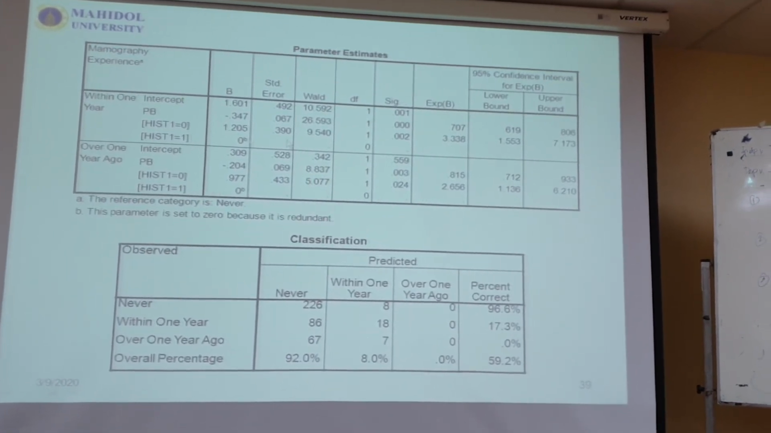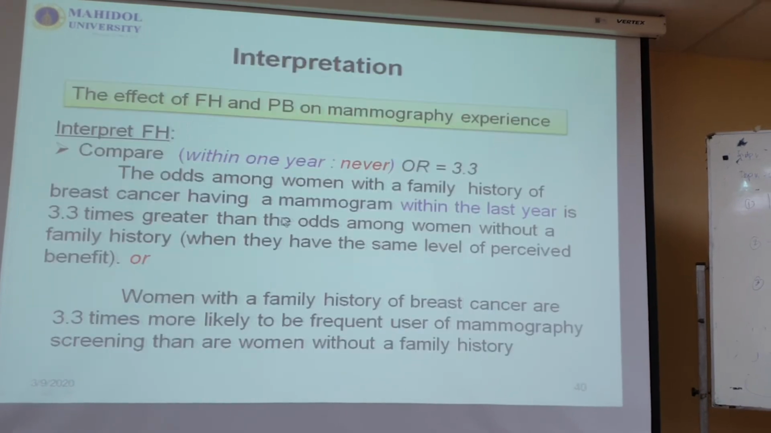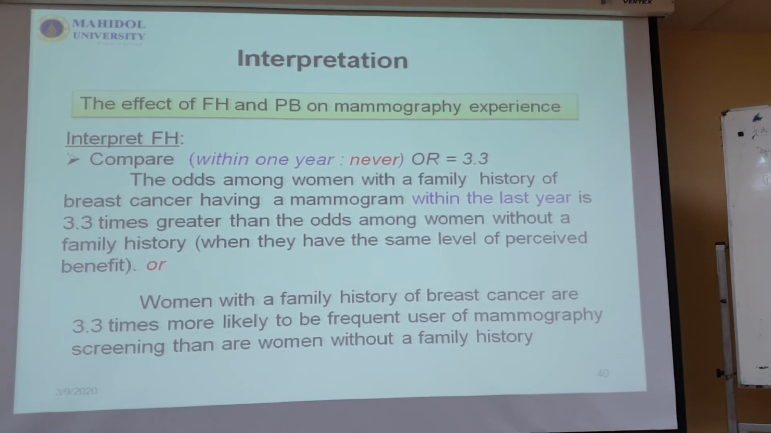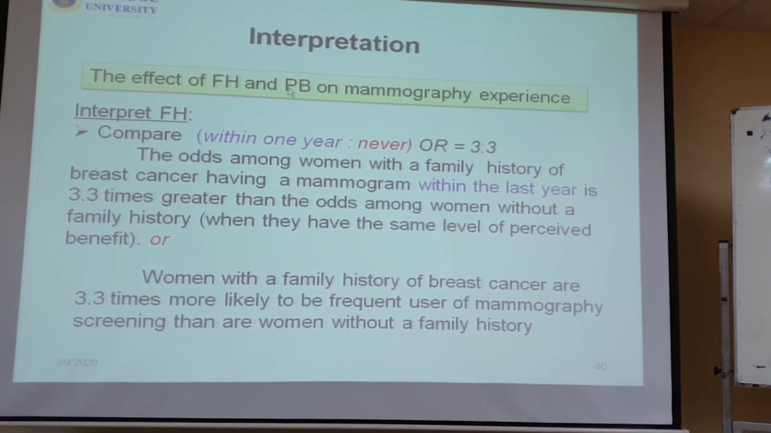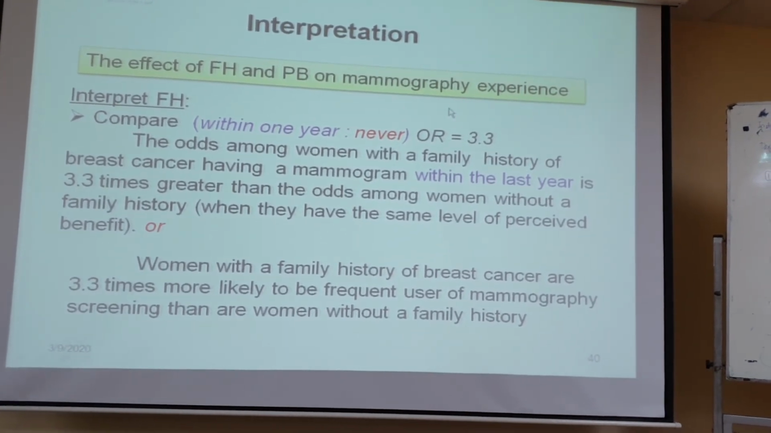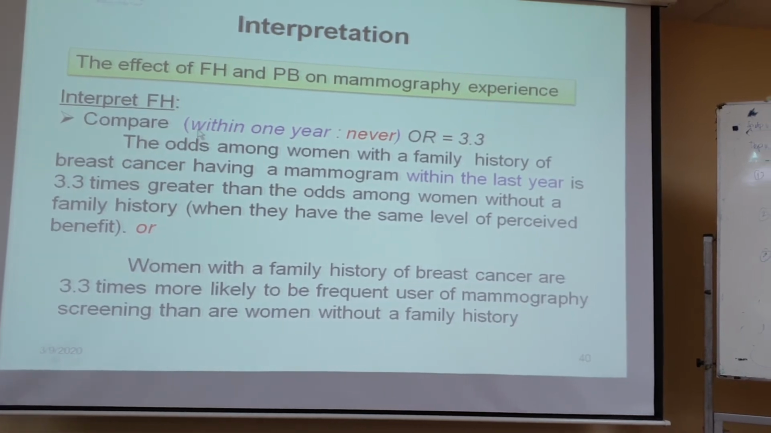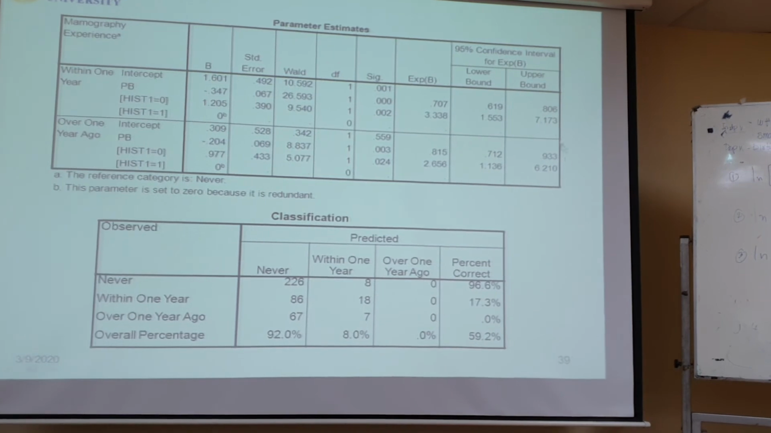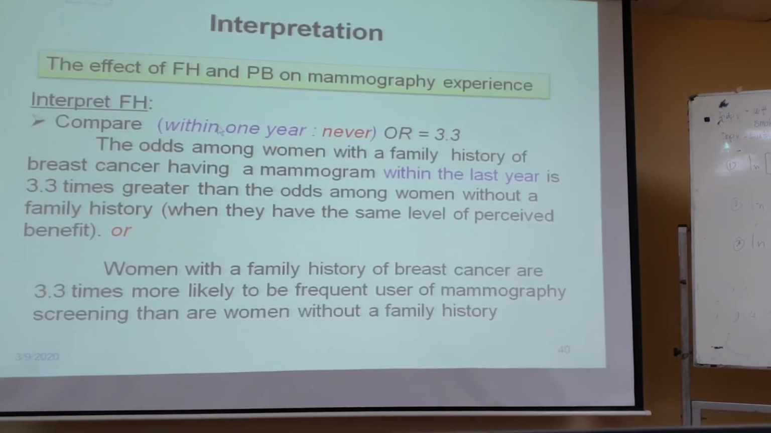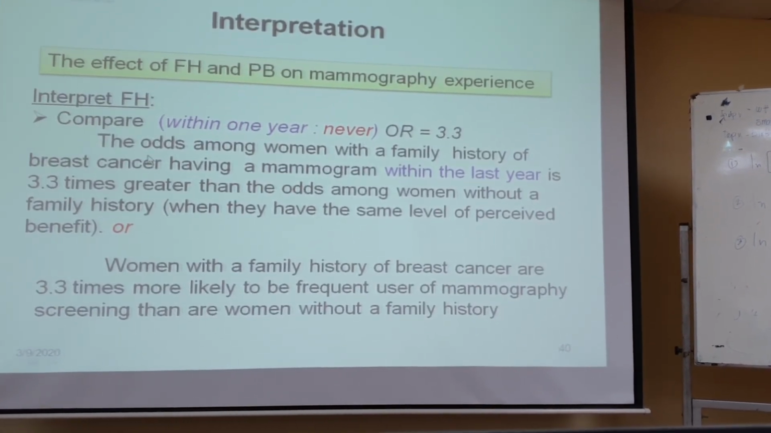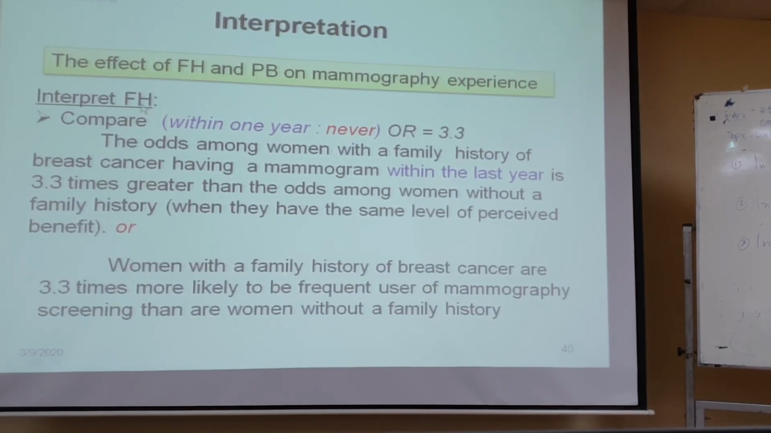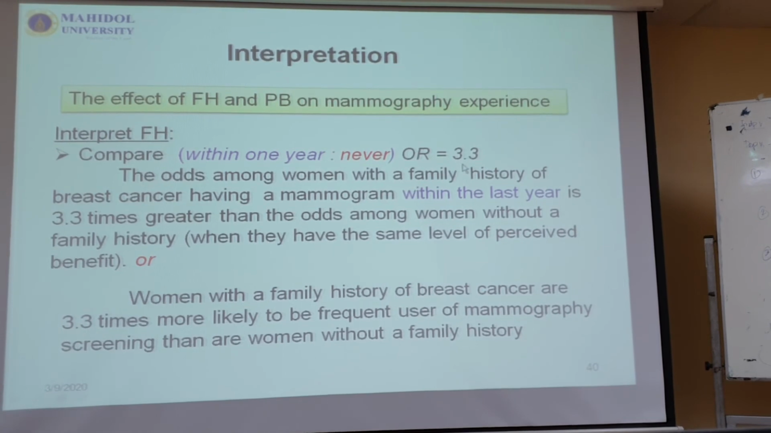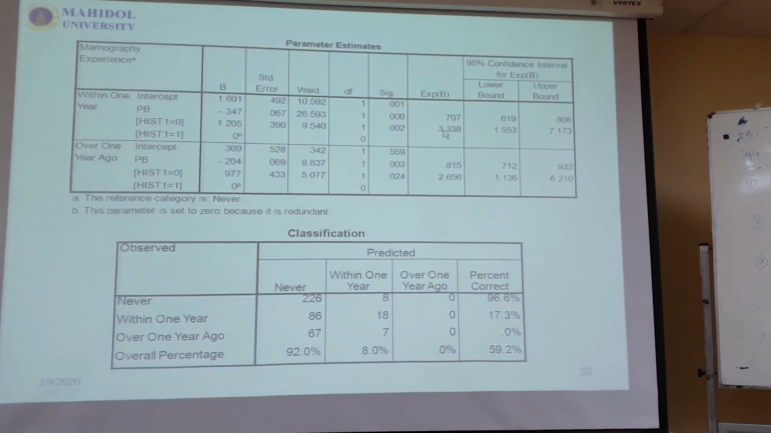Now I will look at the first part, within 1 year. We look at the effect of family history and perceived benefit. In the first part, we compare within 1 year and never. This is the first part of the output. Within 1 year and never, we have two variables. The first one is family history. We got the odds ratio. What is the odds ratio? 3.3, right? Here, 3.3.